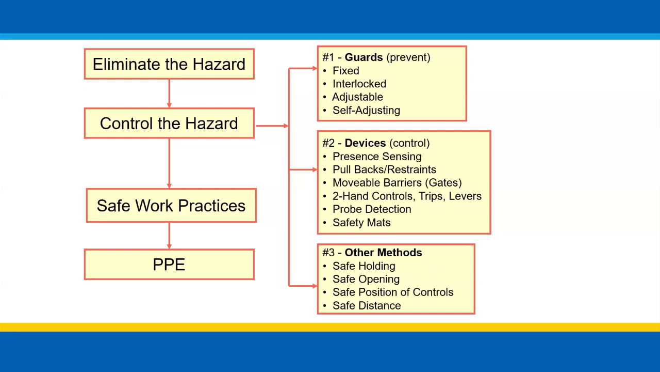Next, administrative controls. What safe work practices should employees follow in order to safely use this equipment? And finally, PPE. What personal protective equipment could provide additional protection to employees? This may include safety glasses, face shields, gloves, and more.